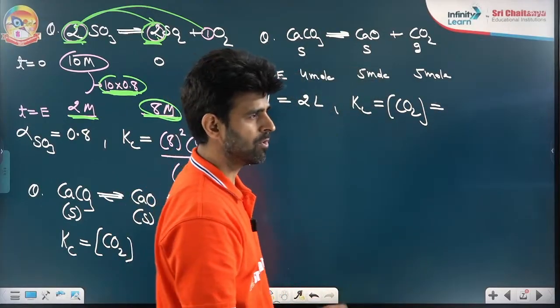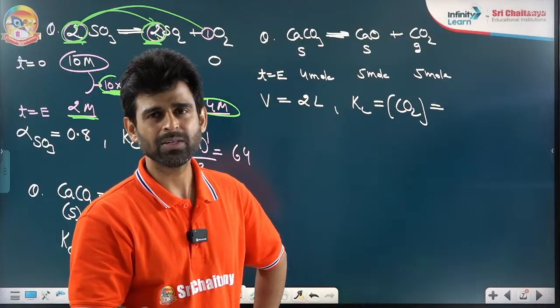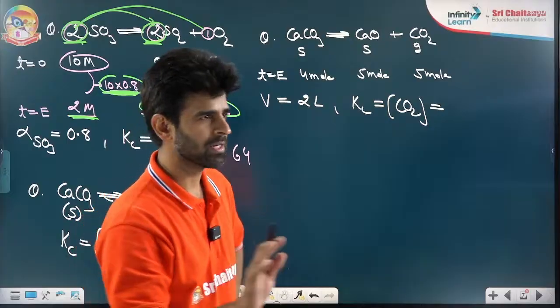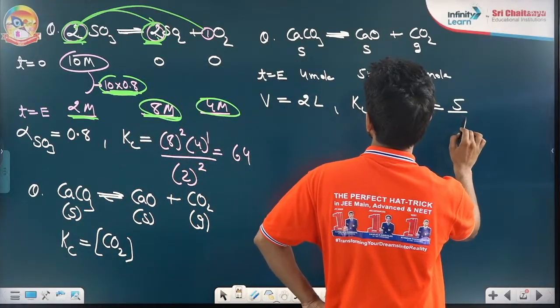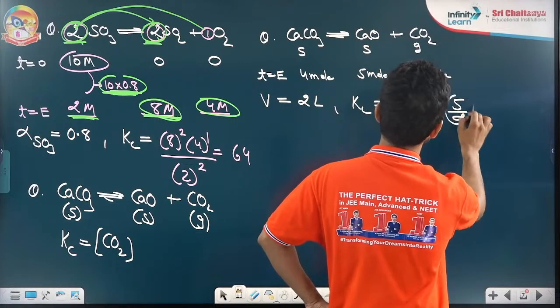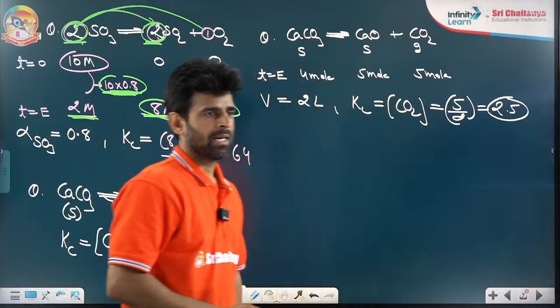A solid will not come in your Kc expression, or we will take its active mass as 1. So CO2. So I will say just 5 by how much, beta? 5 by 2. That is 2.5. Okay, that's it.